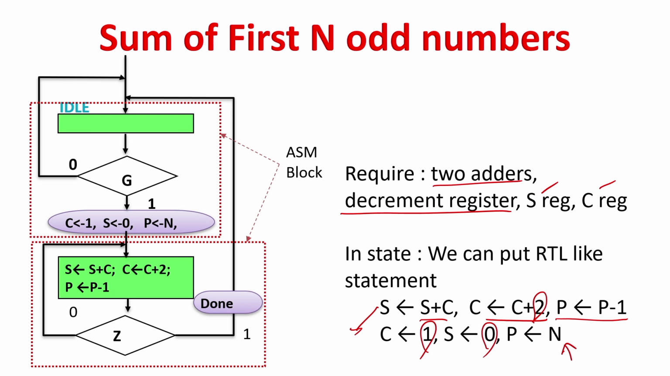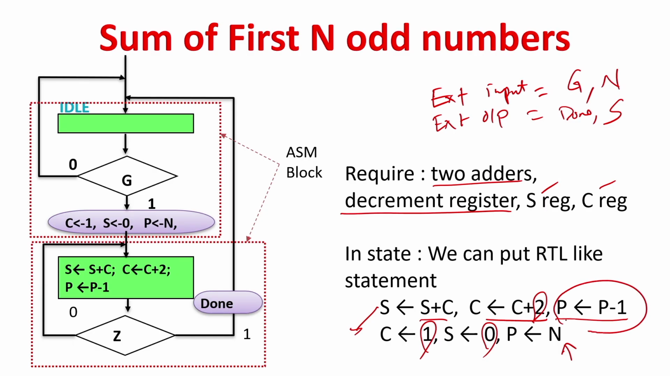Whenever we are doing these things, what do we want from the external world? The external input is G, that is go, and N. What is the external output? The external output is done and S, that is, whether it is done or not, and the final summation. These two things are the external input and output.